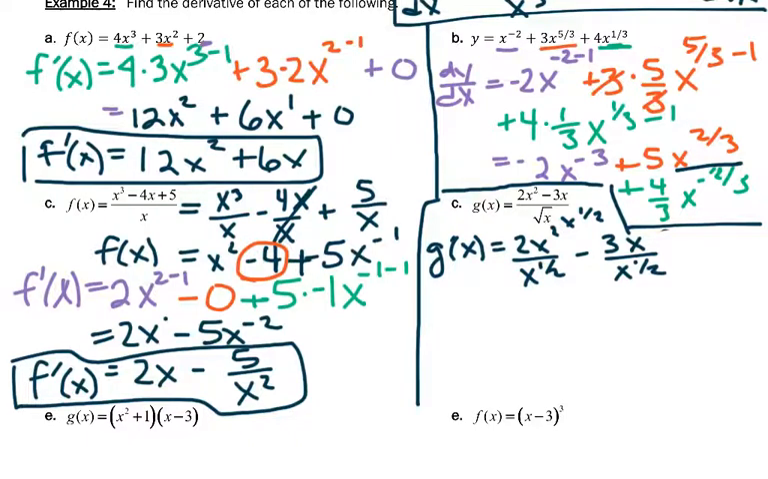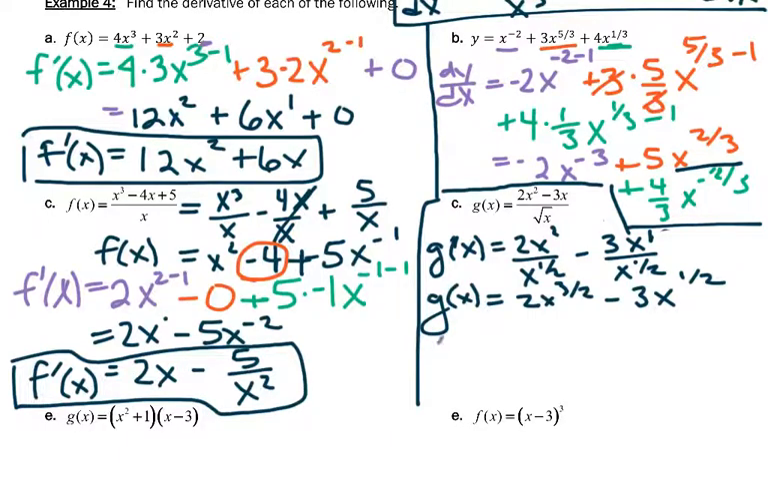So now we can simplify. Let me move this so it's a little easier to read. Okay, so we're still doing g of x. We have a 2x squared divided by x to the 1/2. What we're going to do is subtract the exponents. So 2 minus 1/2 leaves you with x to the 3 over 2. And then minus 3, and here we have an x to the 1 divided by x to the 1/2. Subtract those exponents, you get x to the 1/2. So that's just g of x.